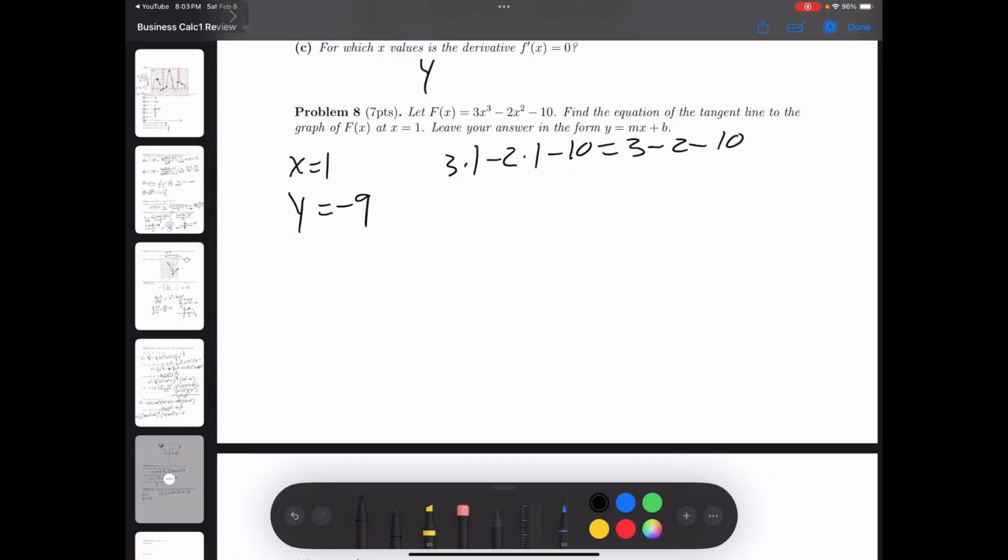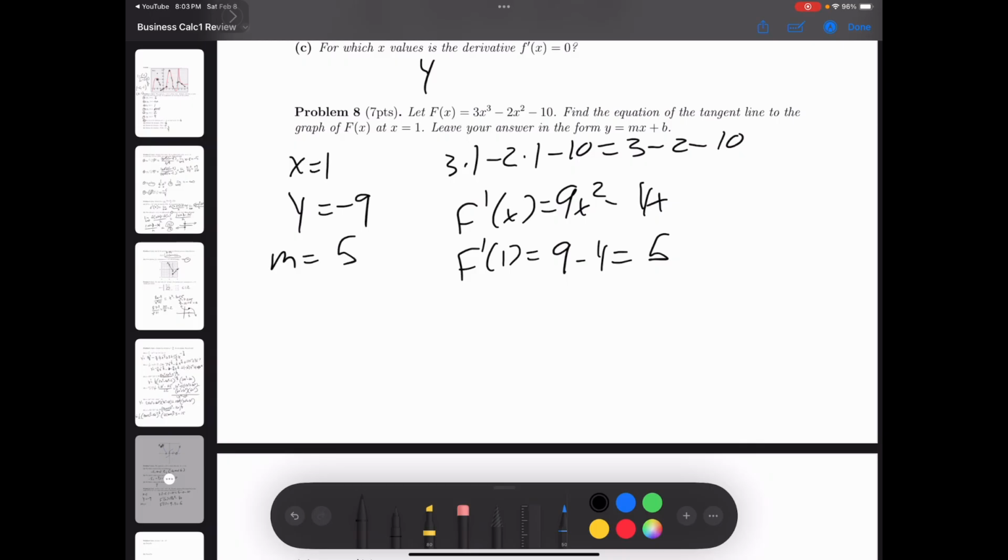And now if I want to find the slope at 1, I need to take the derivative. F prime of x is going to be 9x squared minus 4x, not minus 10. The derivative of a constant is 0. And so at x equals 1, f prime of 1 is going to be 9 minus 4, which is 5. So we have m equals 5.